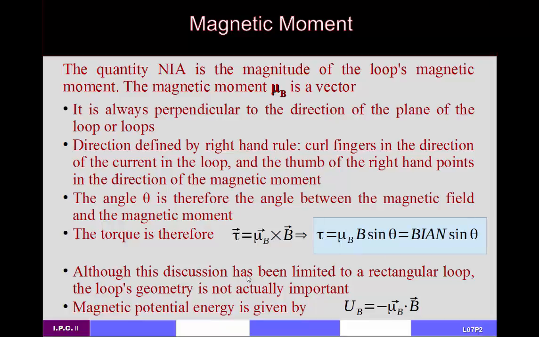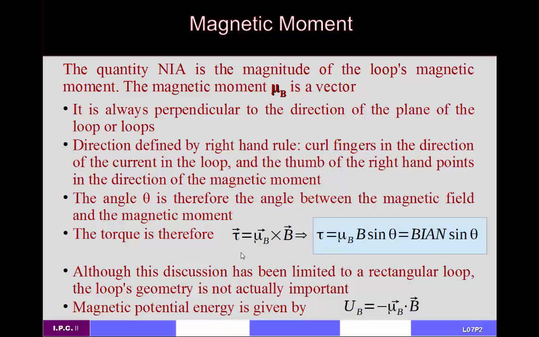Another interesting thing is that the loop's geometry itself is not actually important here. We talked about using a rectangular loop for this, but it turns out that even if you have, for example, a circular loop or a triangular loop or what have you, all this argument still applies. You still end up with this equation. Tau is still mu cross B.